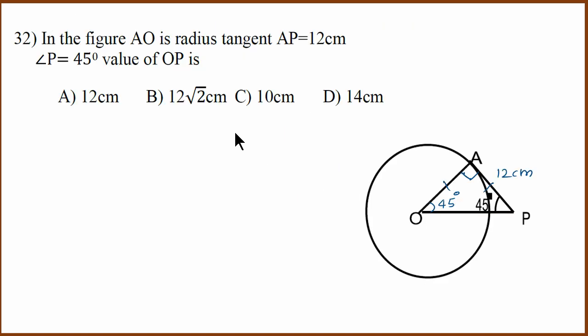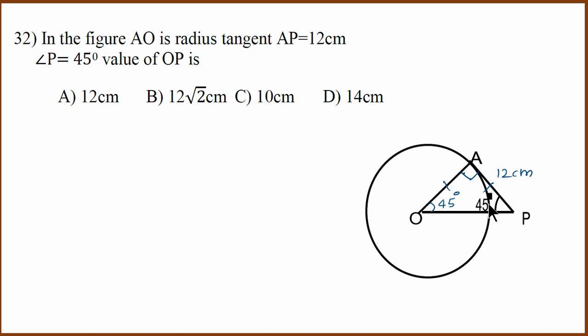All right. What is the question here? AO is the radius. The tangent is given, which is 12 centimeter. We have to find this OP, so basically the distance from the center. But we have been given this angle as 45 degrees. Now if this angle is 45 degrees, then this has to be 45 degrees because this angle is 90 degrees. Internal angles, when you add, they have to be 180.